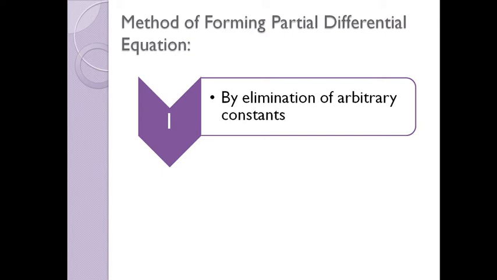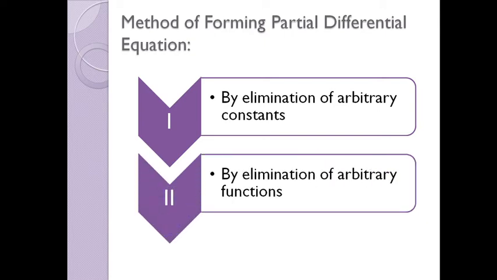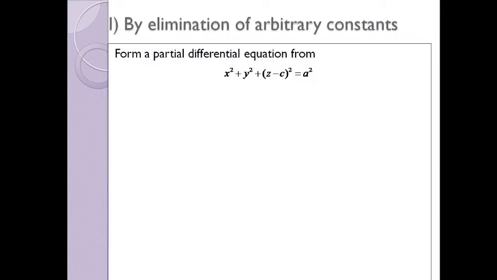Method of forming partial differential equations: there are two methods. First is by elimination of arbitrary constant. Second method is by elimination of arbitrary function. Now we discuss examples of it. By elimination of arbitrary constant, here this is the equation. In this equation, c and a are arbitrary constants. Now we eliminate these and form the partial differential equation.